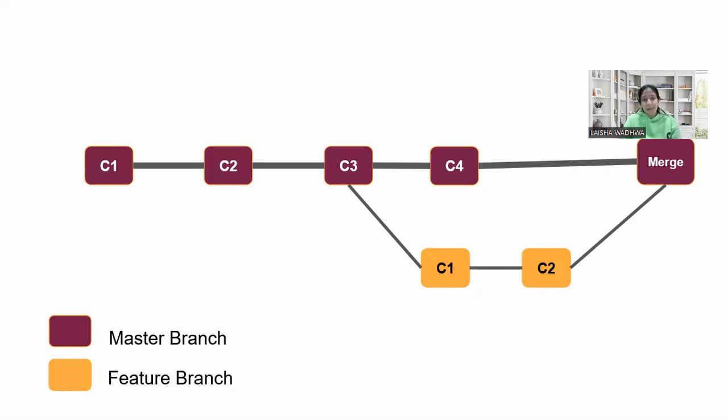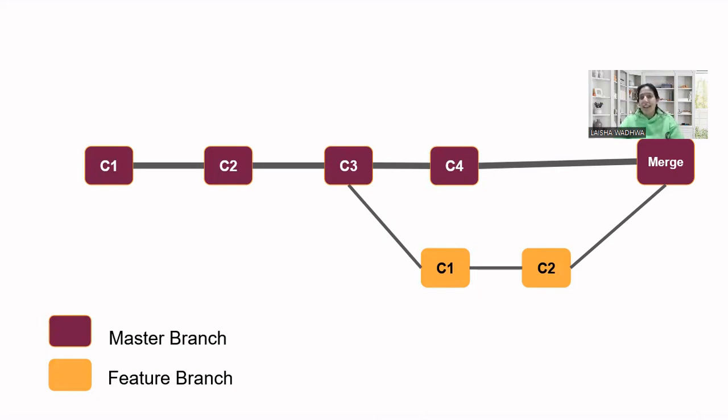So let's take another example. Now, let's say that you've been working on this feature branch for a week and it's a major feature update that you're adding. But suddenly, in the middle of the week, you get a call that there is a bug fix that you need to do. And you definitely cannot use this feature branch to fix that bug because this is not a stable version.